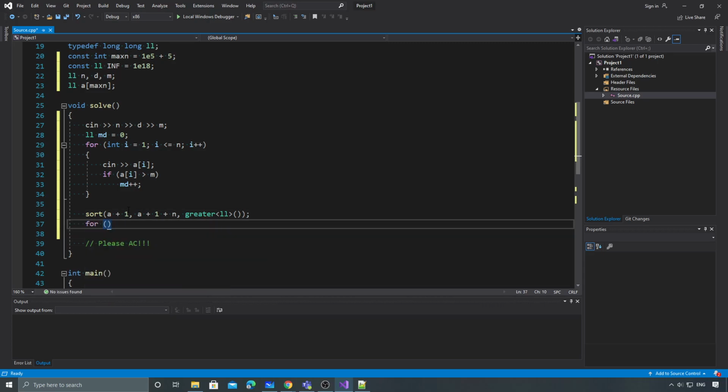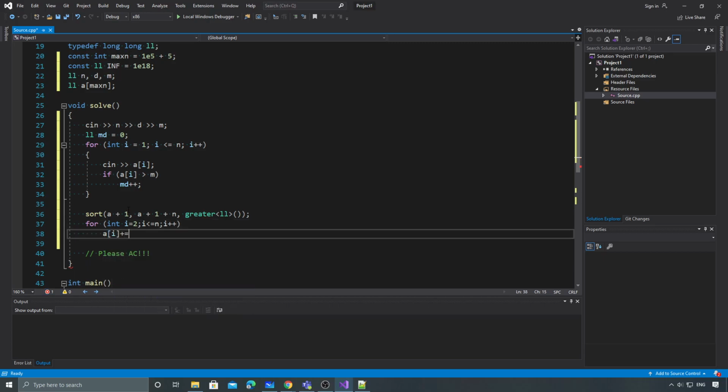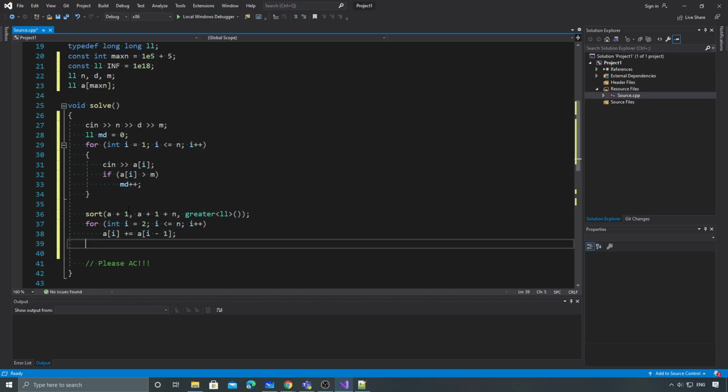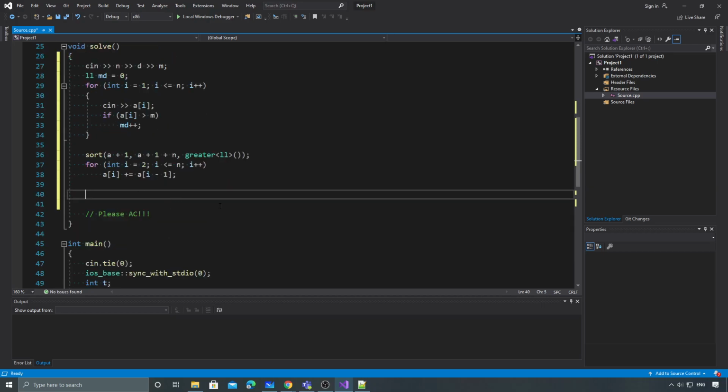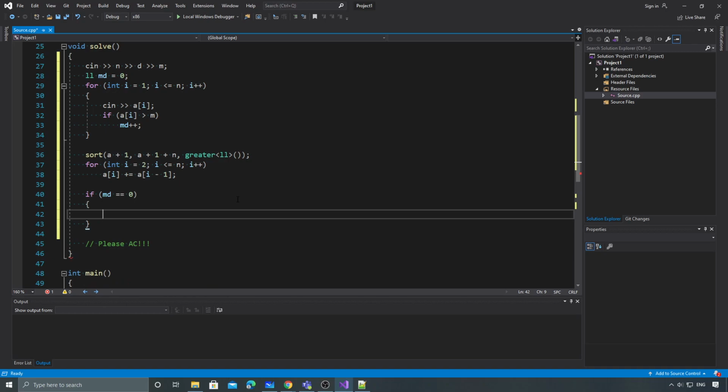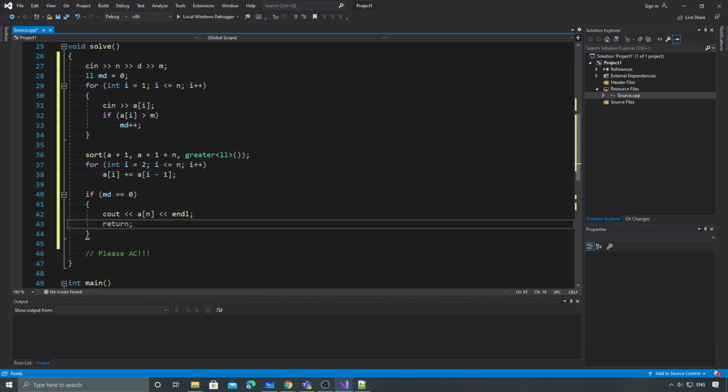Next we're going to do a pre-sum. I starts from 2, i smaller than or equal to n, i plus plus. We just accumulate, so a[i] plus a[i minus 1]. Basically there's a special case. If the muzzle days is 0, then we can simply return because it means that we can always chat on each day. So we can simply output the sum of all the days' fun factors, and then return. That's the special case.